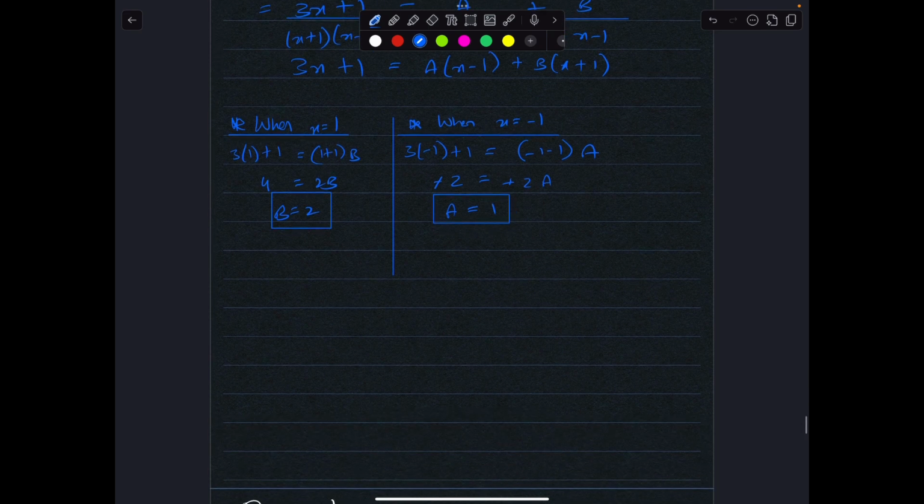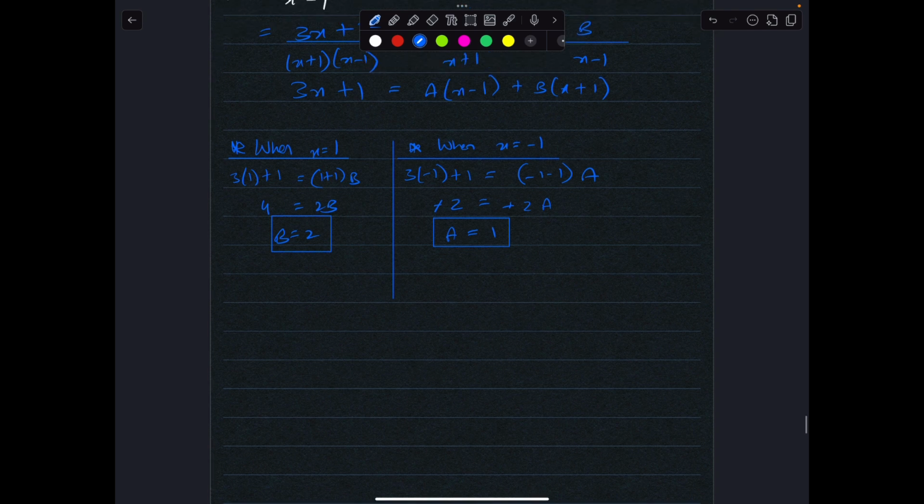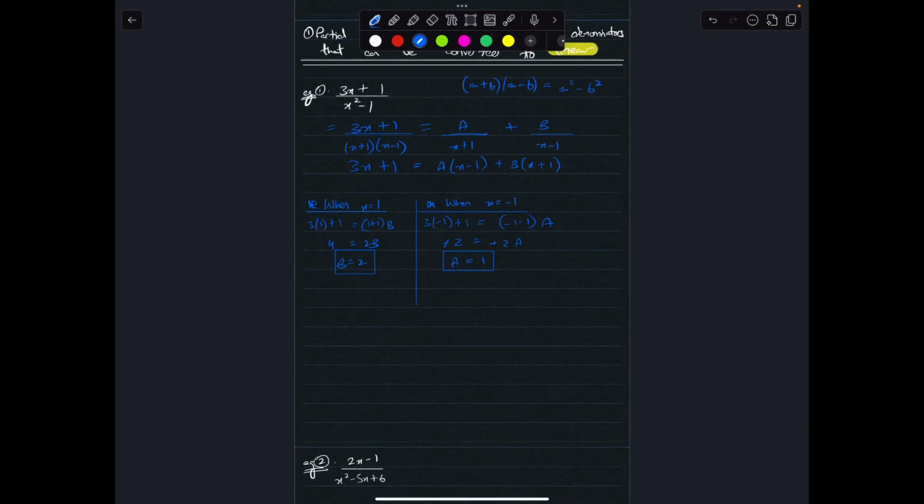I must leave my answer as a partial fraction. So it would be something like 1 over x plus 1 plus 2 over x minus 1. This would be the final answer.